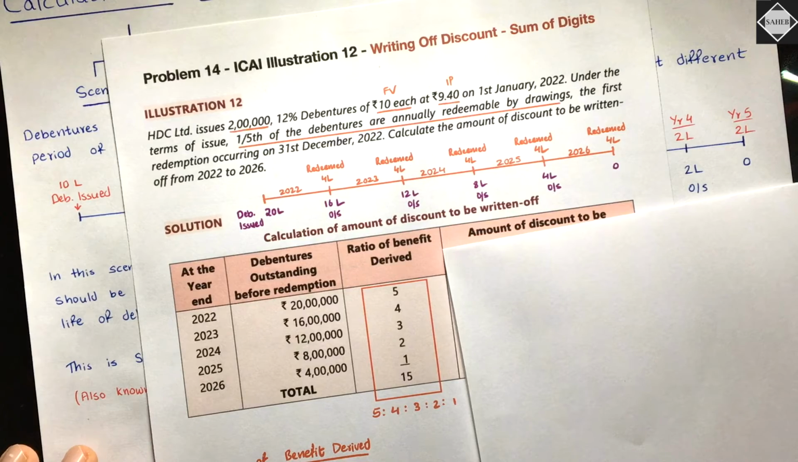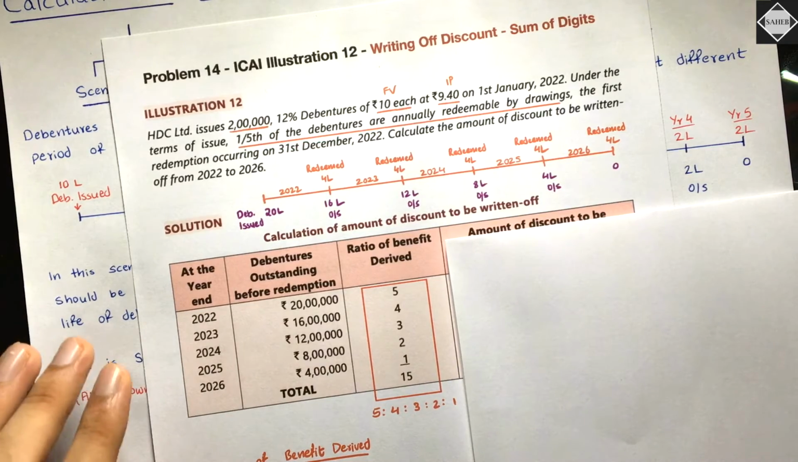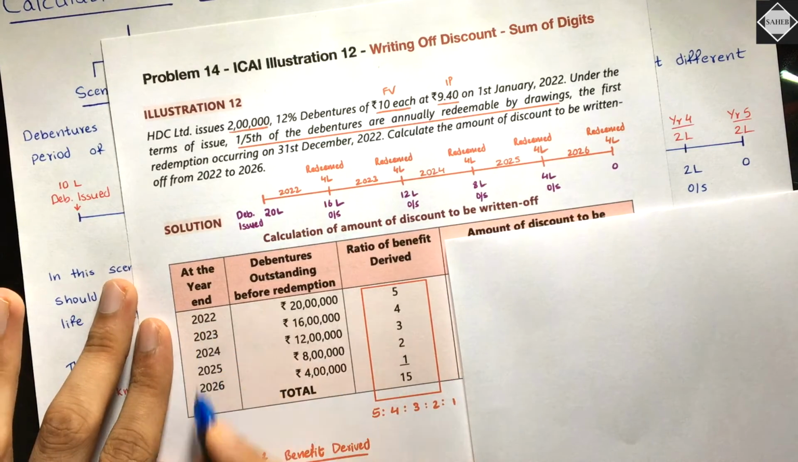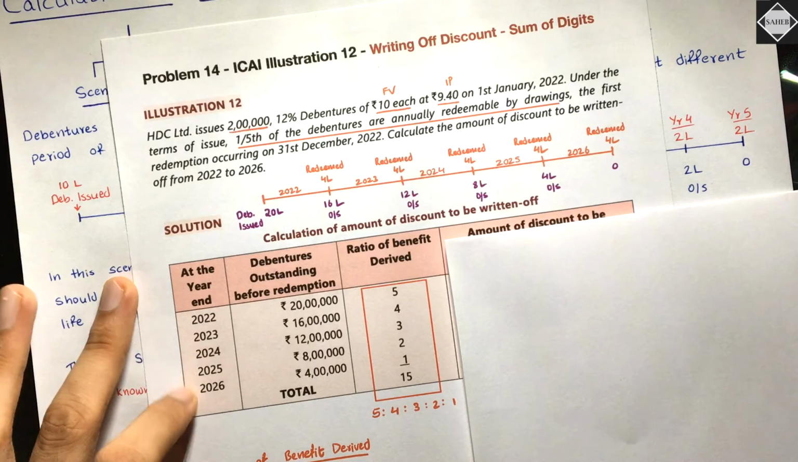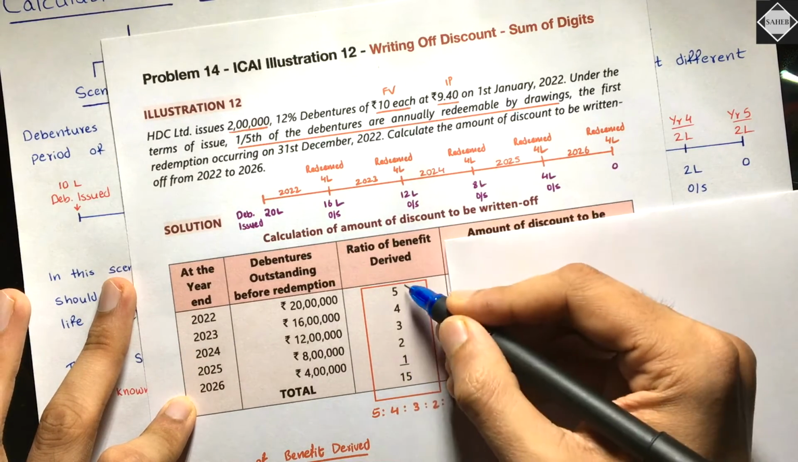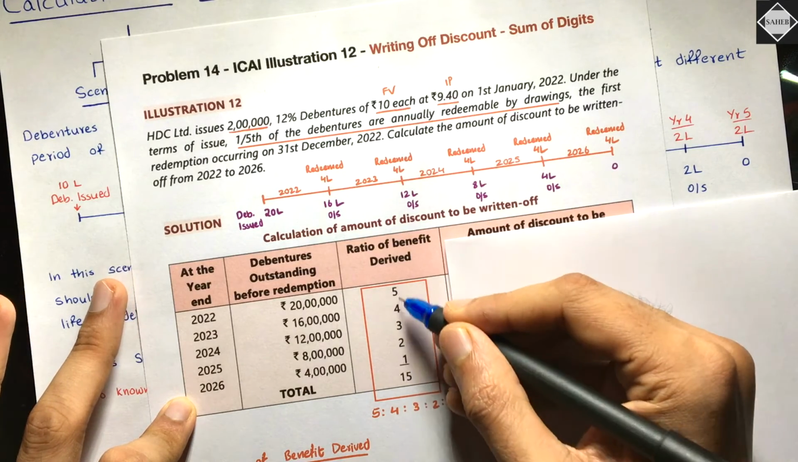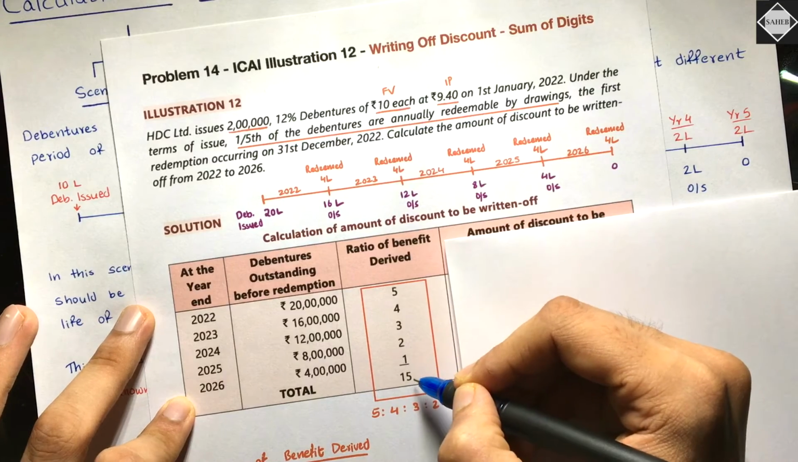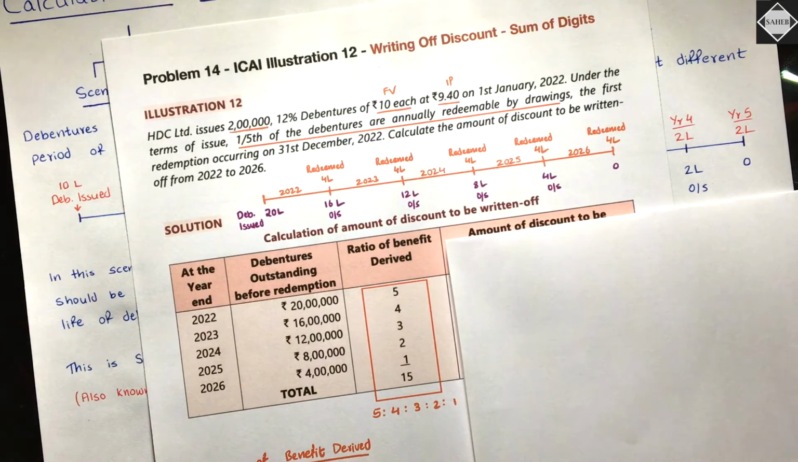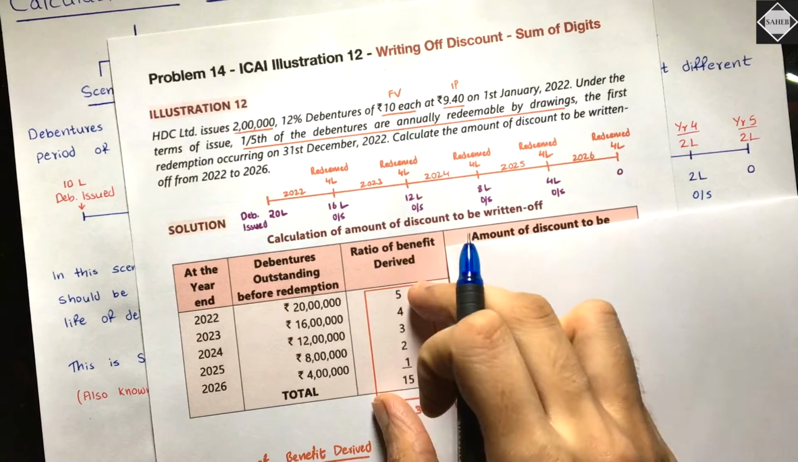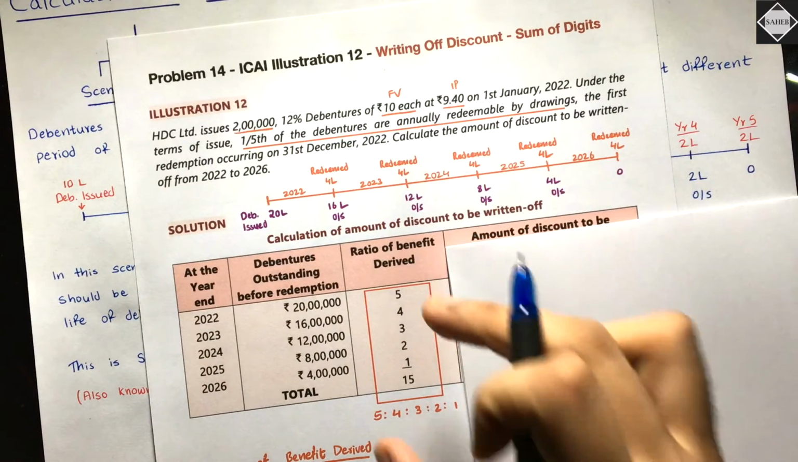What is this sum of digits? Actually, this is not the sum of digits method only, because the sum of digits method will not be applicable here. Let me just tell you what the sum of digits method is. We count the number of years: 1 2 3 4 5, 5 years. We write it in reverse, 5 4 3 2 1, and then we make a sum of these digits: 5 plus 4 plus 3 plus 2 plus 1 equals 15. This is called the sum of digits method. And then we use this ratio to distribute the discount. That's what we do.